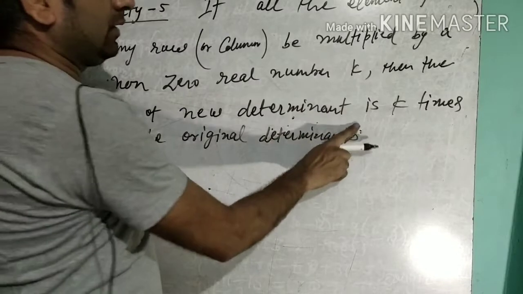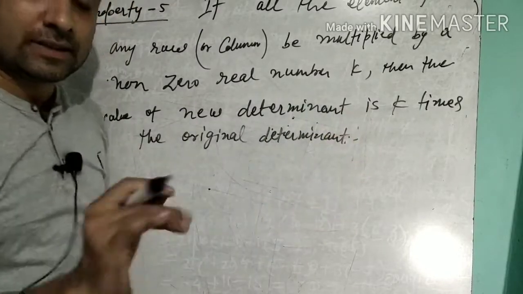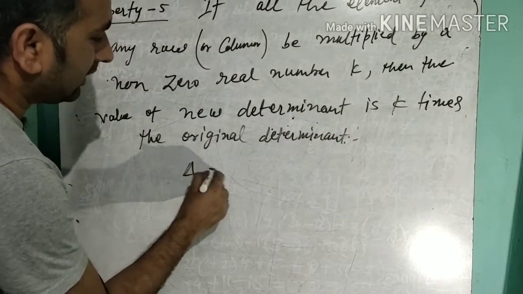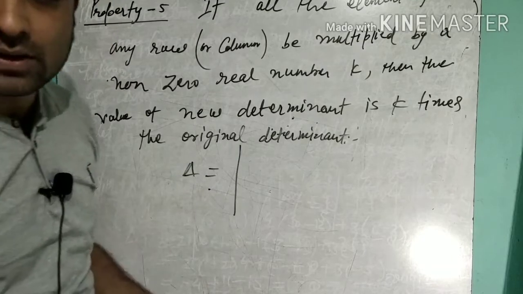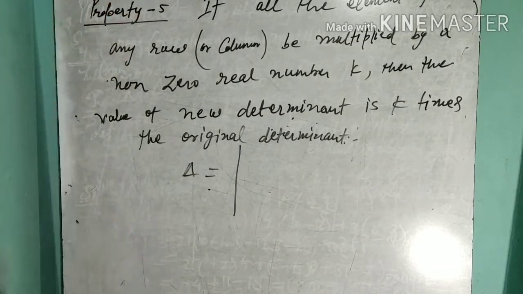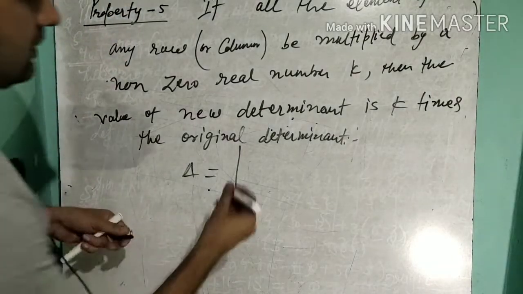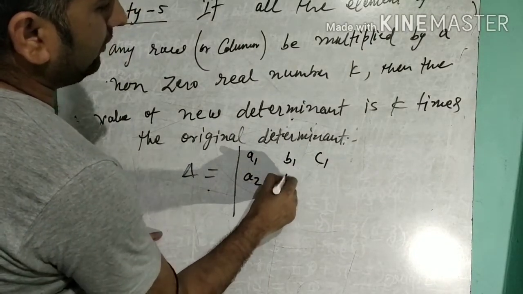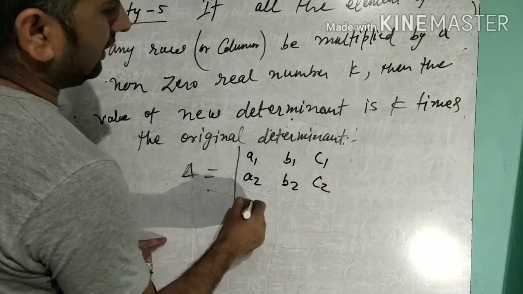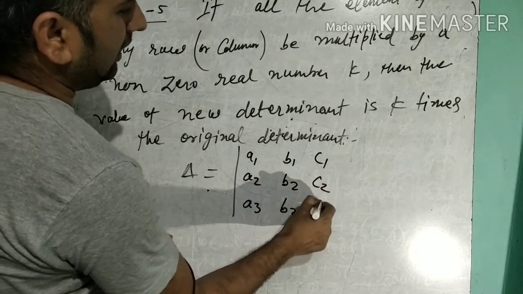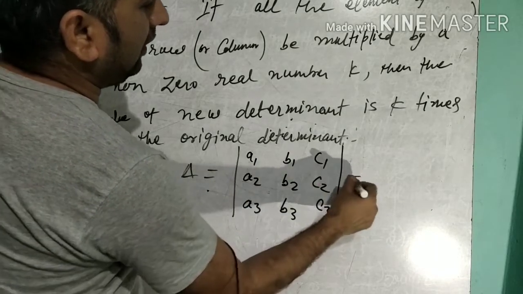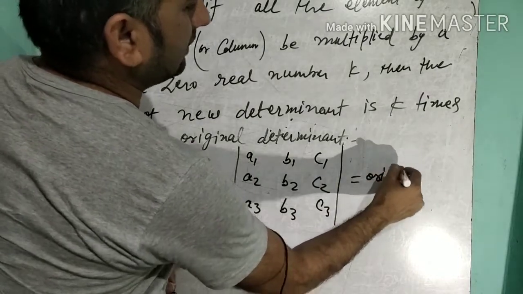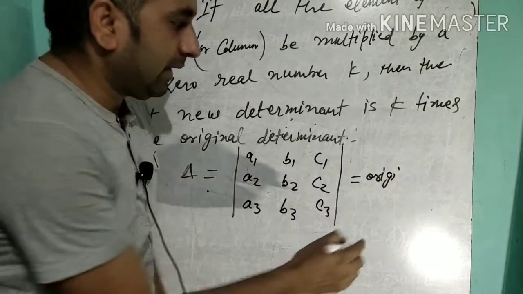Original determinant. Students, listen here, suppose I have taken a determinant a1 b1 c1, a2 b2 c2, and a3 b3 c3. This is called the original determinant. It is known as the original determinant.